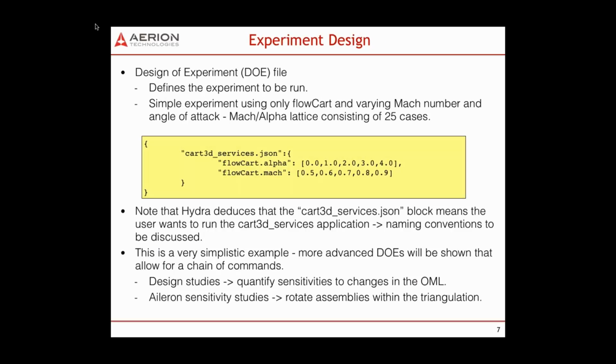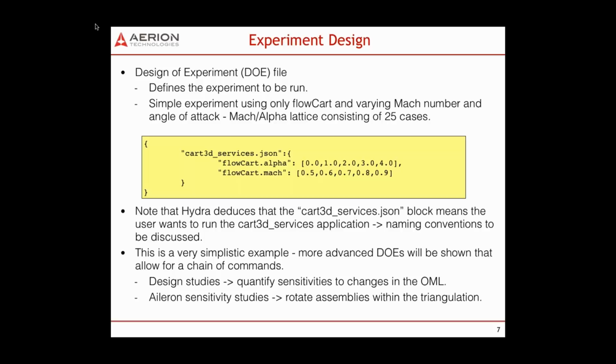So now you have a template, and you want to figure out how to take that template and create a database out of it. And that comes in the design of the experiment, or the DOE file. This DOE file I'm showing here, shown in the yellow block there, shows the very simple experiment that we've discussed already, which is the Mach alpha lattice consisting of 25 cases.